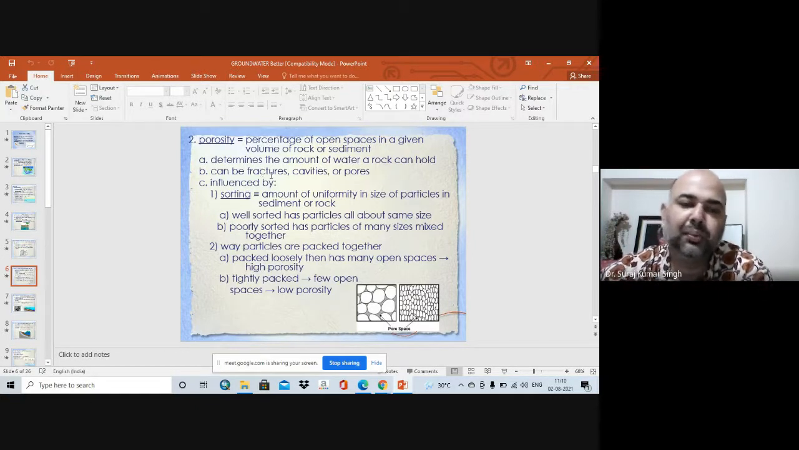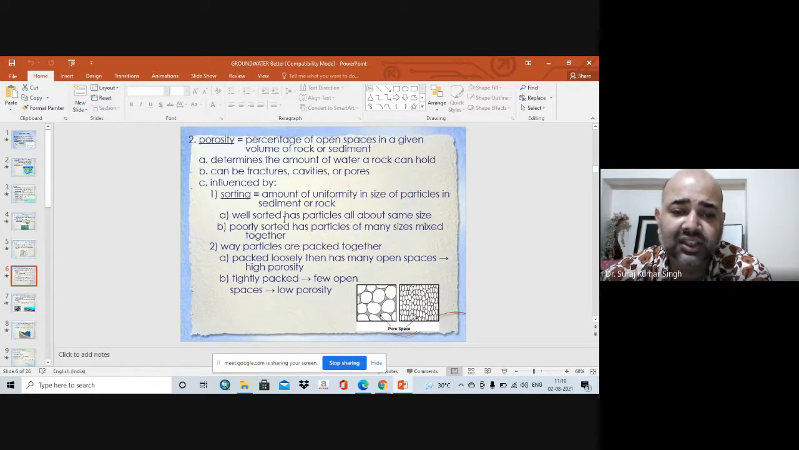Such properties or structures have the potential of carrying this water to the underground surface. And finally, it is influenced by sorting, meaning the amount of uniformity in the size of the particles in sediment or rock. If you have different shapes and sizes of particles, we have already studied how the different kinds of porosity and permeability will differ with different particle size.